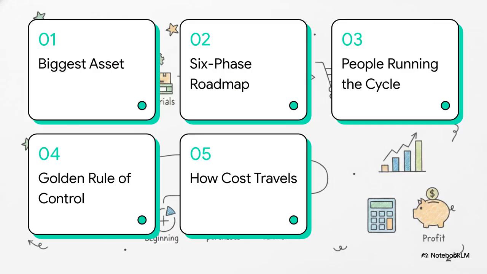So before you can manage these costs, you've got to know the map. Our agenda today covers exactly that. We'll start with the biggest balance sheet asset, lay out the 6-phase cost roadmap, meet the people running the cycle, establish the golden rule of control, and finally, look at how cost actually travels. Let's get right into it.